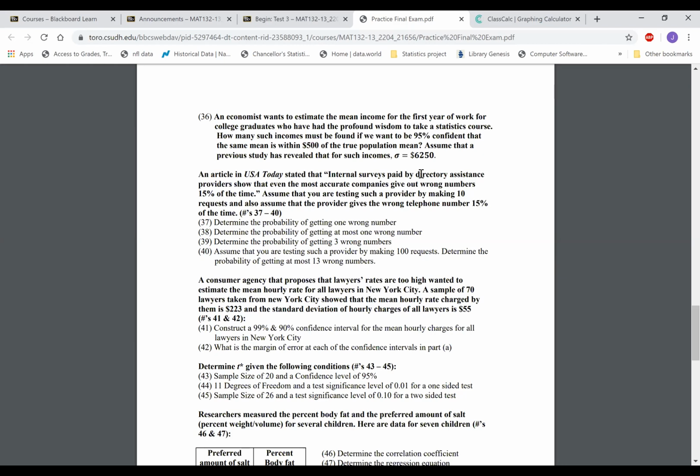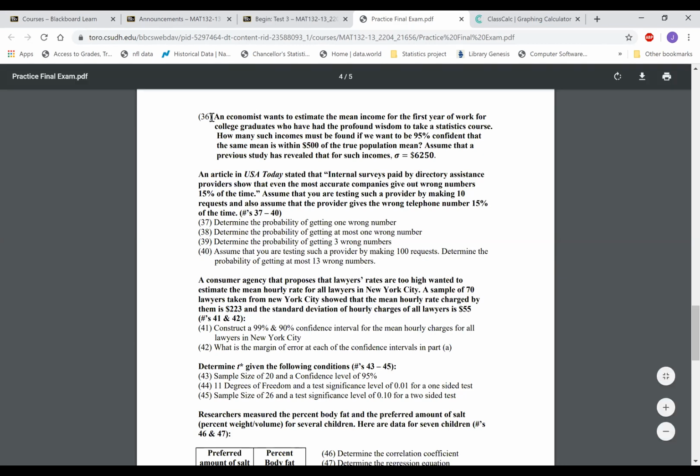Or you know what? Sorry, 36, we actually never got to 36 because this is something past chapter 16. So 36, just ignore it. It's not going to be on the test. So let's see.